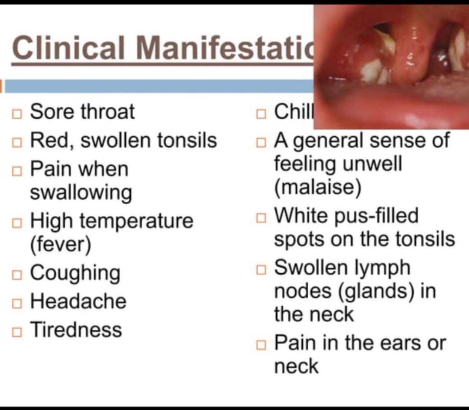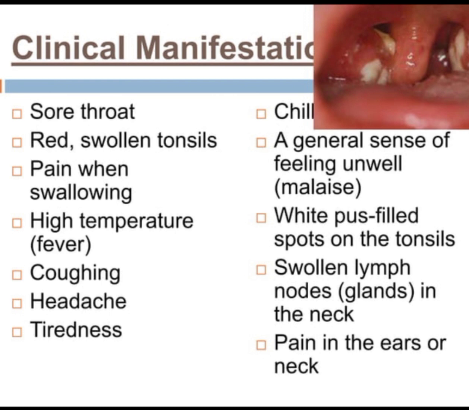Next one, signs and symptoms or clinical manifestations of tonsillitis. First one, sore throat, red and swollen tonsils. Third, we have to observe the swelling of the tonsils, and pain when swallowing. When the child is able to swallow, at that time we may observe pain. Then high temperature, the body temperature will be increased.